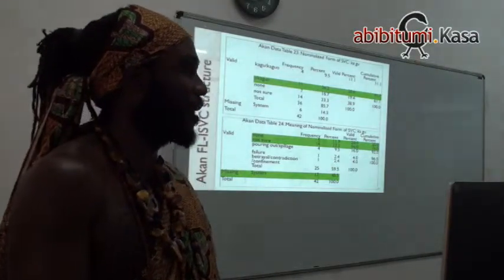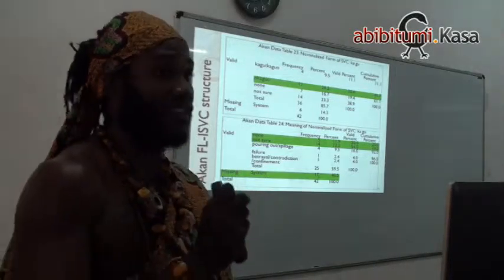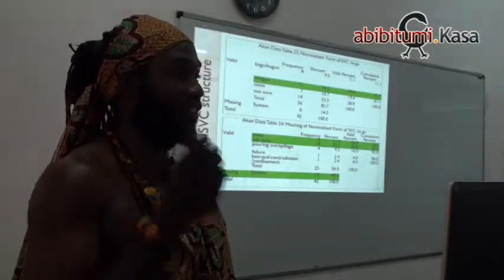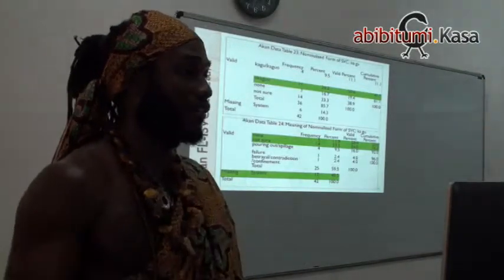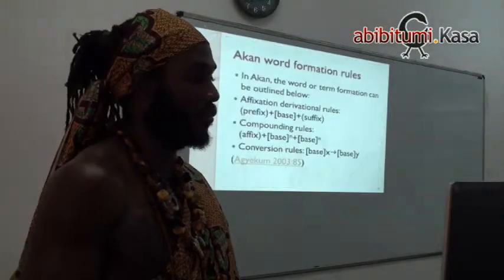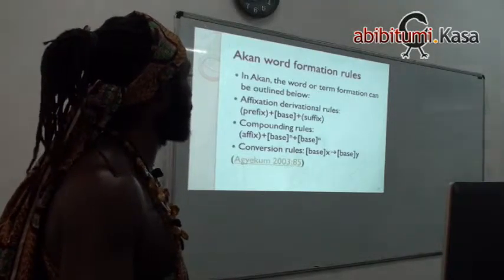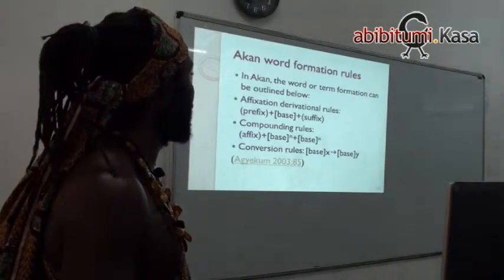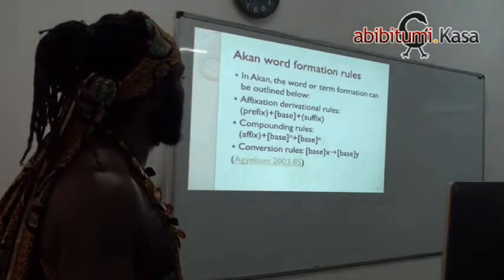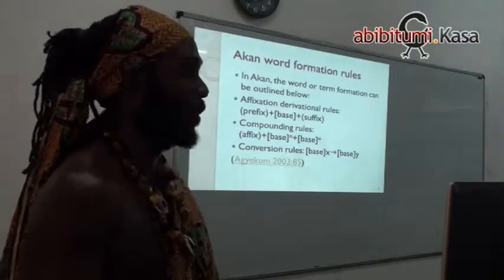This is going to the idea that even if they don't know what the SVN means, they know that it has to have a particular structure for it to mean anything. So again, the semantic integration extends to the verbal elements, and it extends to the relator nouns, and then it also extends to the structure itself in terms of those which are possible. So in Akan, the word or term formation rules can be outlined as affixation, derivational rules, prefix, base, and suffix, compounding rules, affix, base, and then conversion rules, base X to base Y.